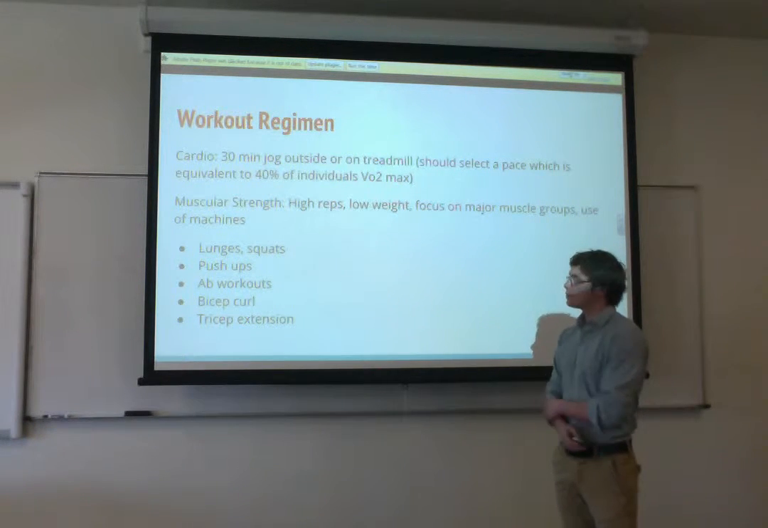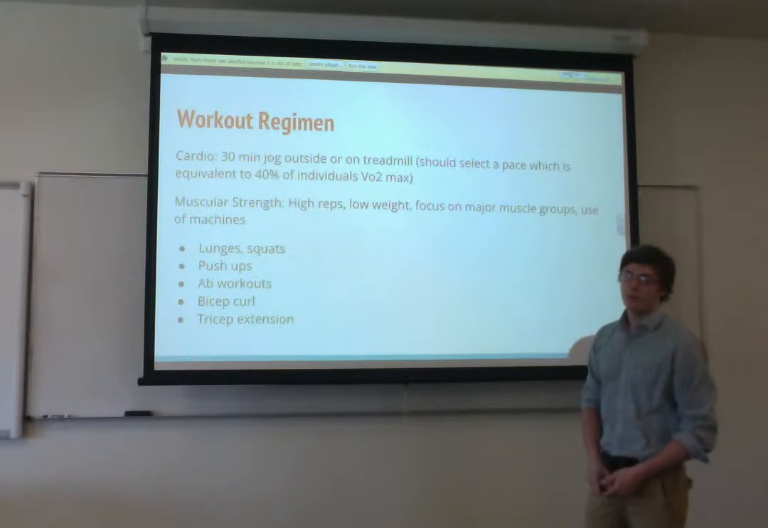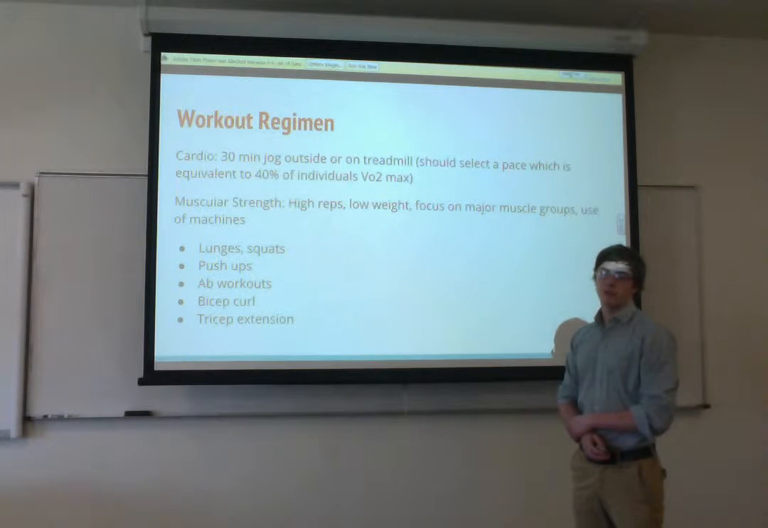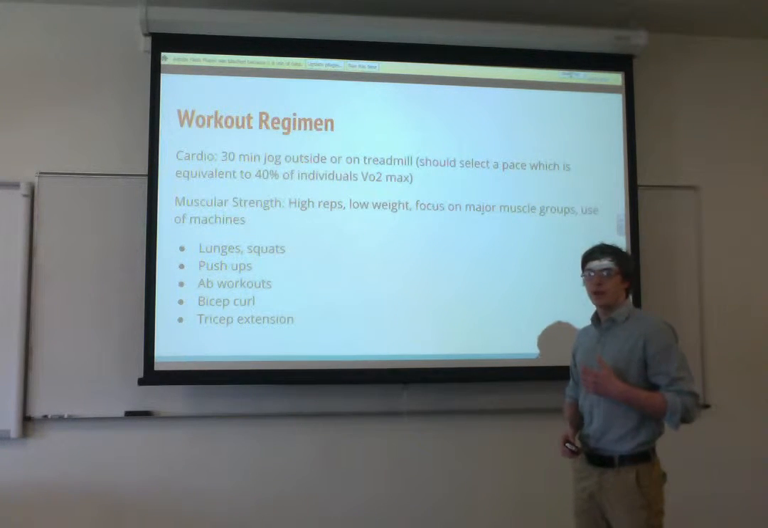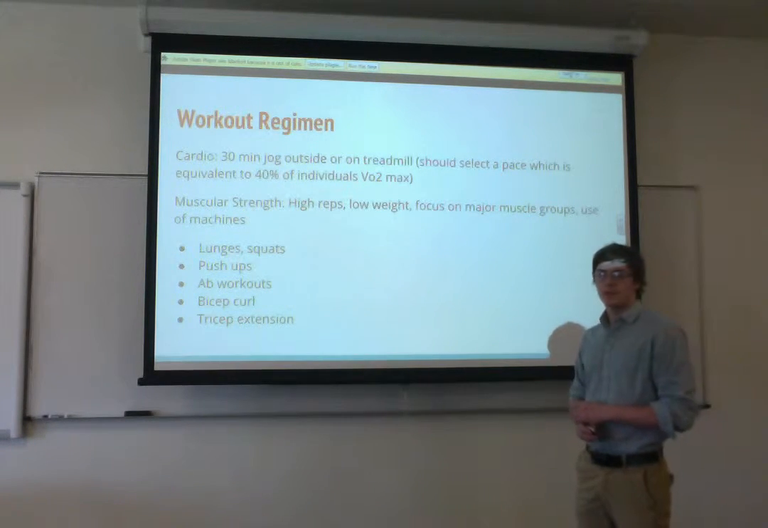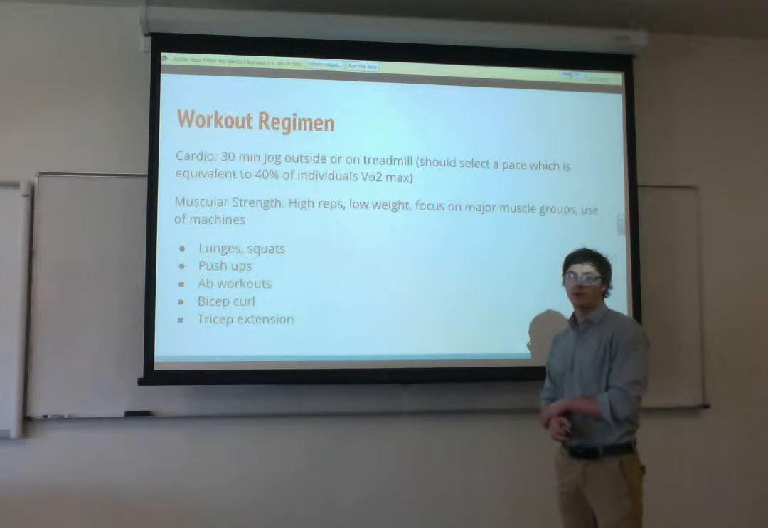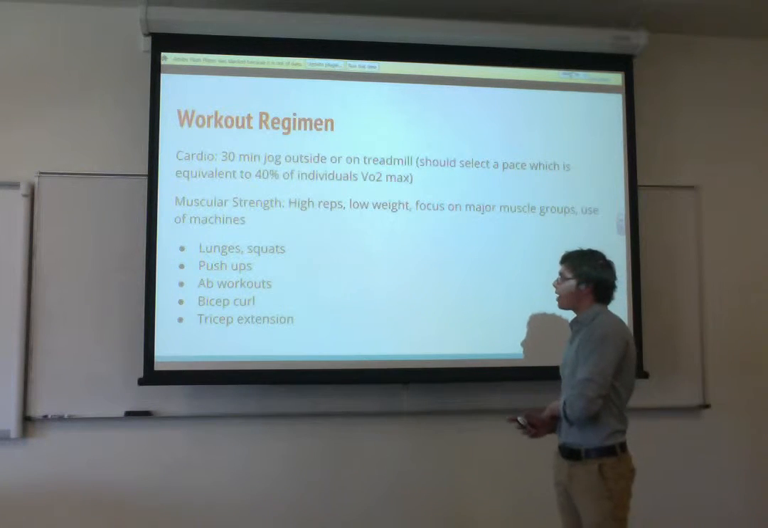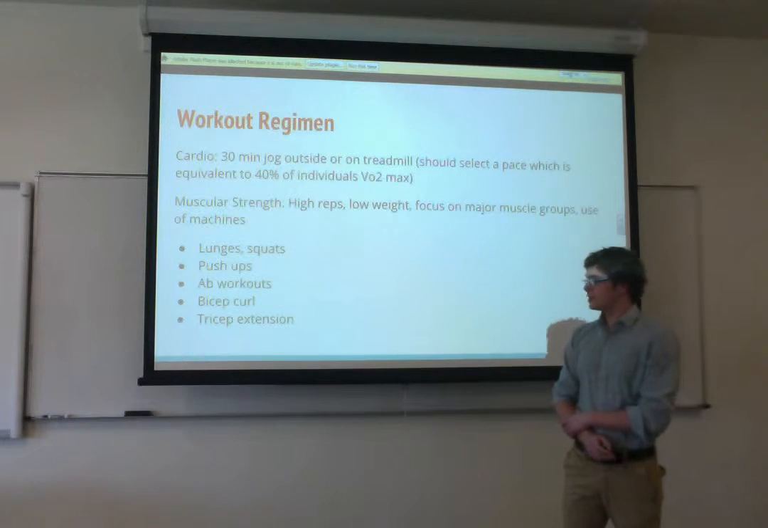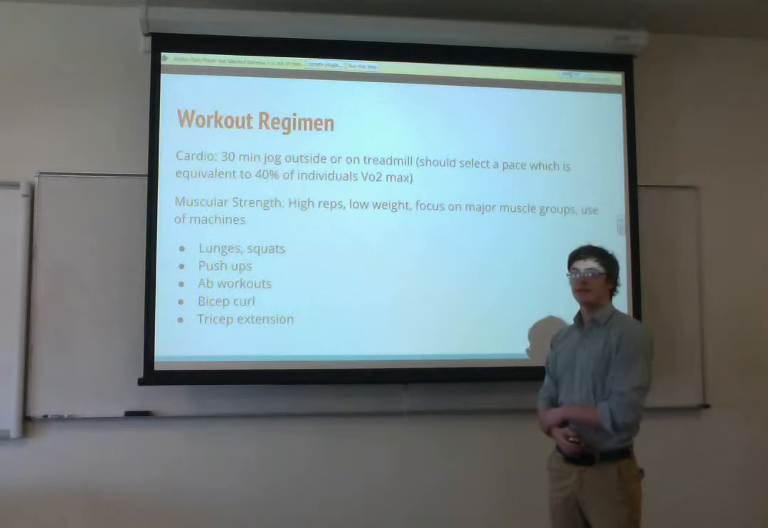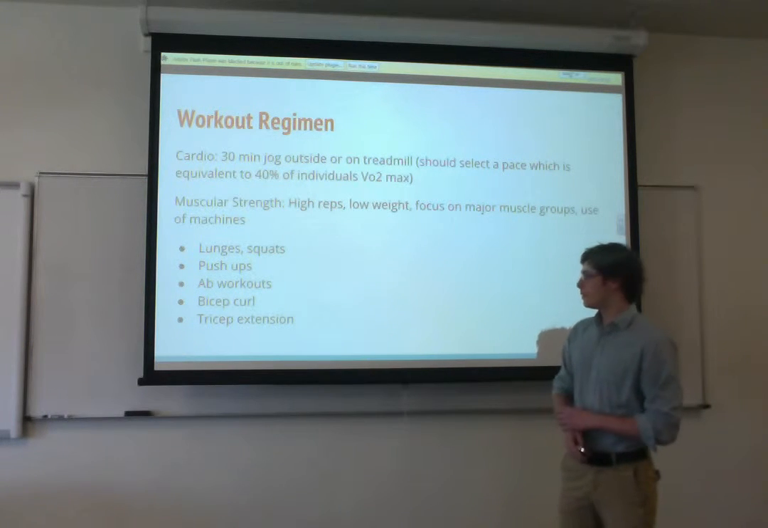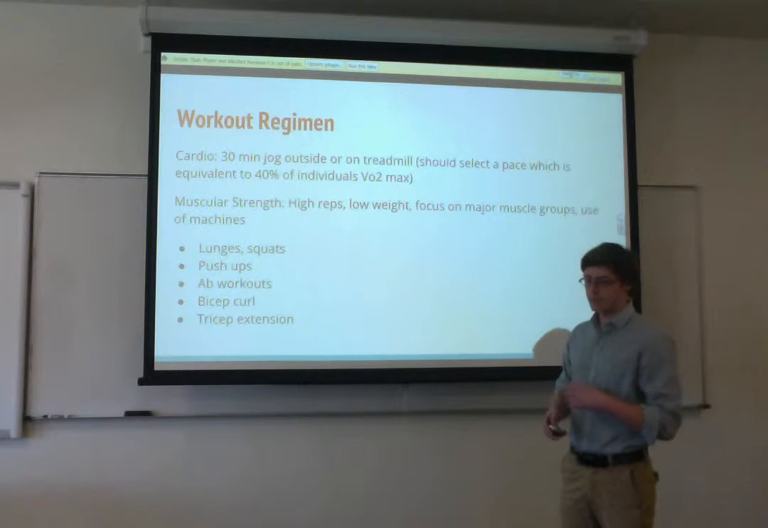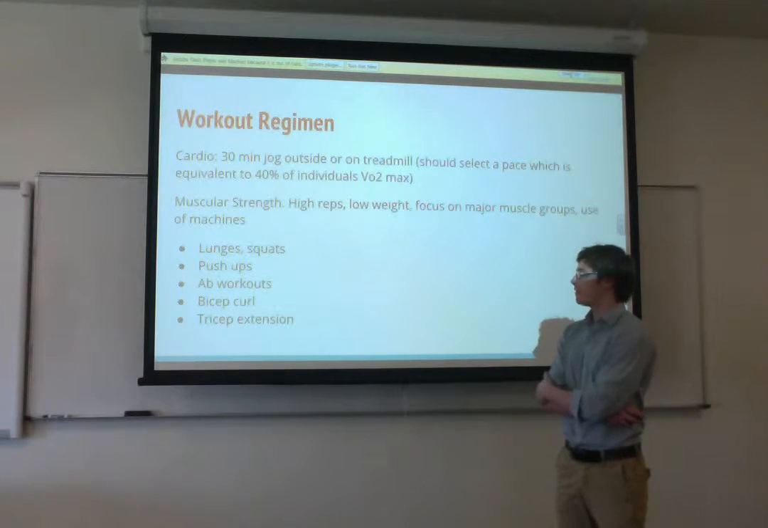And then for muscular strength, as I said before, you're going to do high reps with low weight. And then you're going to focus on the major muscle groups, so chest, back, and legs. You're going to try to stray away from singling out specific muscles because it might put too much strain on that specific area. And some examples are lunges and squats. And you can either use resistance bands to raise intensity or dumbbells. But you don't want to use too much weight at first because, as I said before, it might exhaust your body or end up having some negative effects.